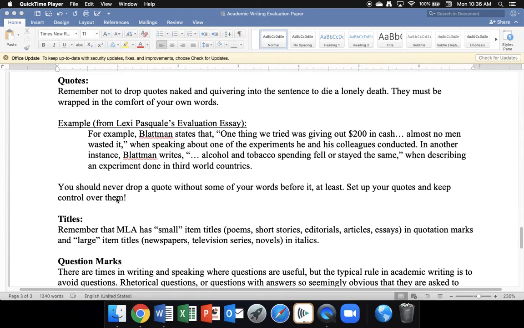All of that is super smooth. And in fact, if you read the paper out loud, you would have trouble, without seeing the quotation marks, knowing where her words end and the quotations begin, because it is so smooth. That is how you are supposed to integrate your quotes.